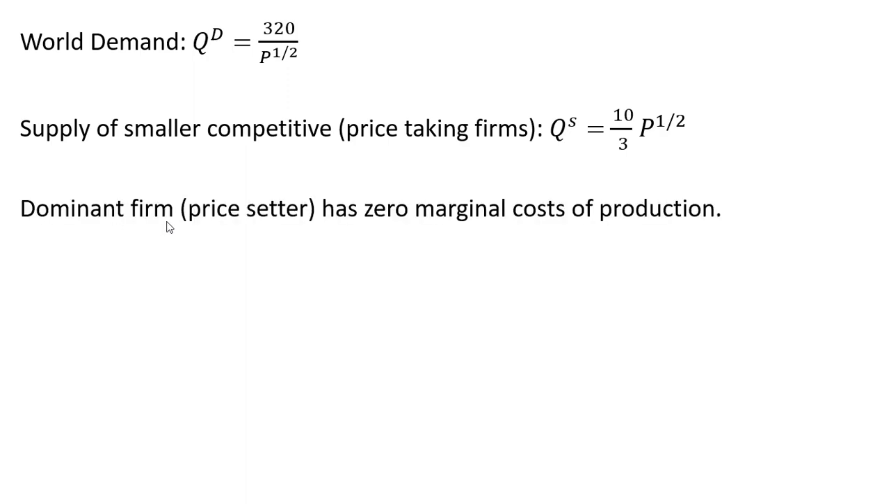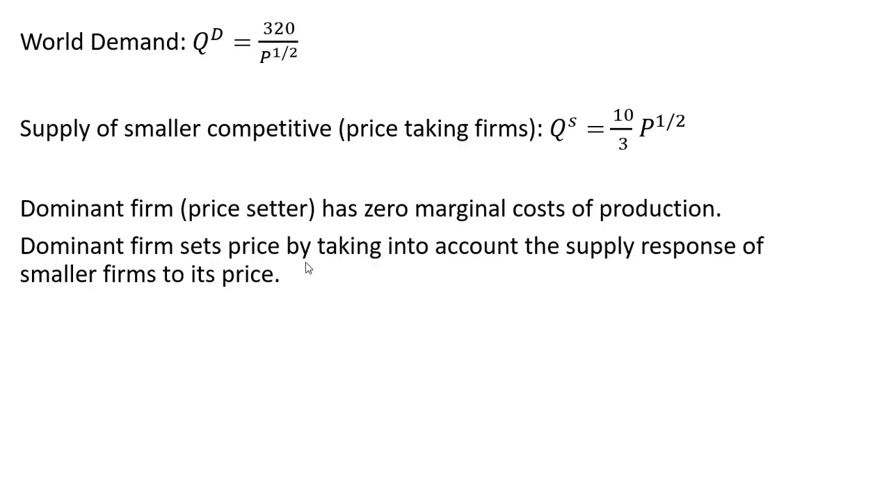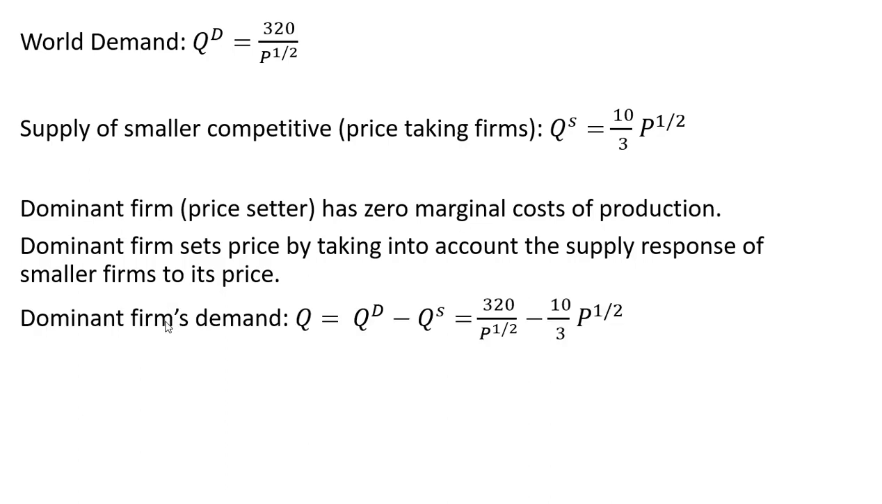There is a dominant firm, and the dominant firm sets the price in this market. The dominant firm is a price setter, and for simplicity, we're going to assume the dominant firm has zero marginal cost of production. The dominant firm sets price by taking into account the supply response of the smaller firms to its price. The dominant firm's demand is a residual demand. It's going to be the difference between the world demand and the supply of the smaller competitive firms. So plugging that in here, those two equations.